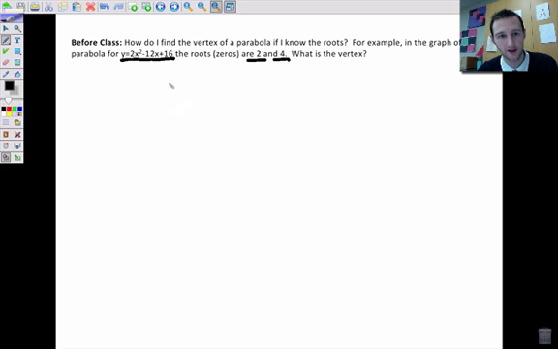So the before class question: how do I find the vertex of a parabola if I know the roots? So for example, we have this parabola with this equation, and then the roots are 2 and 4. Okay, so maybe graph that in your head, maybe think about that for next class, and obviously we will discuss this and go over it at the beginning of class.